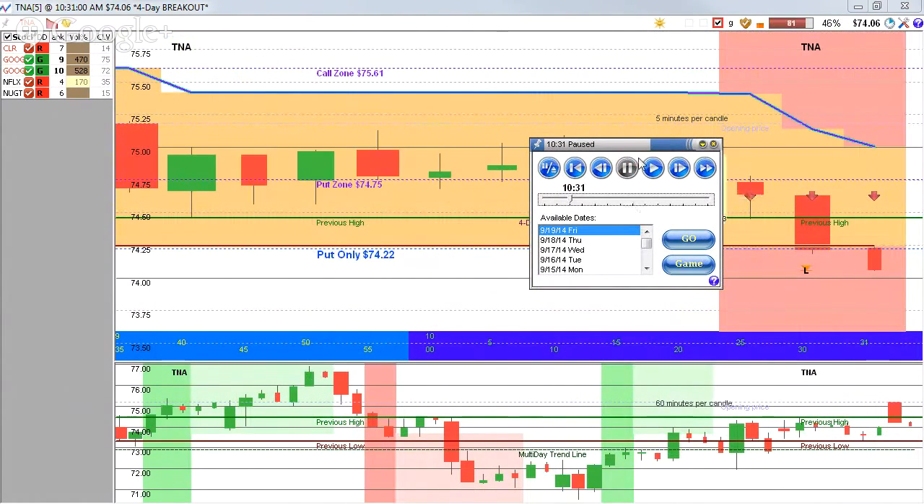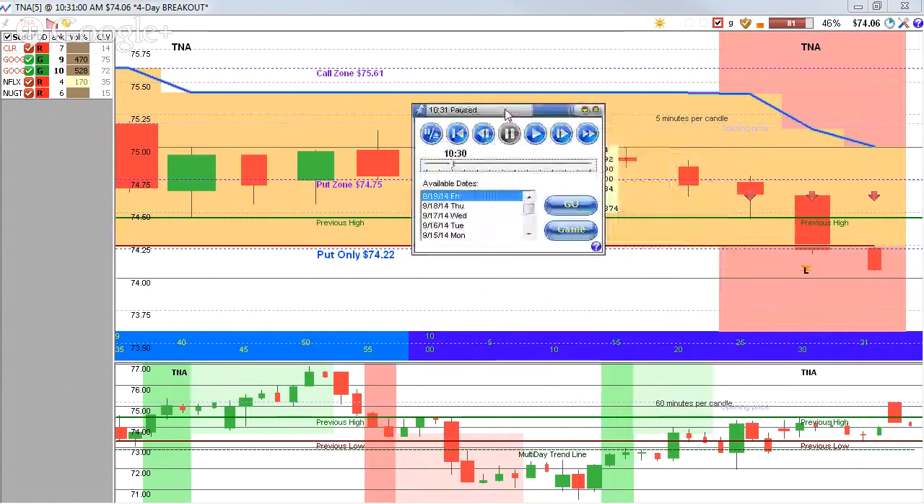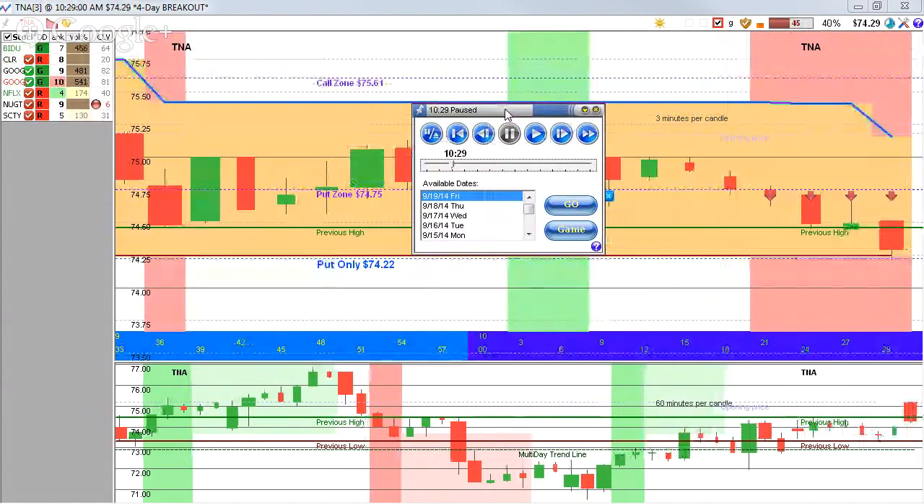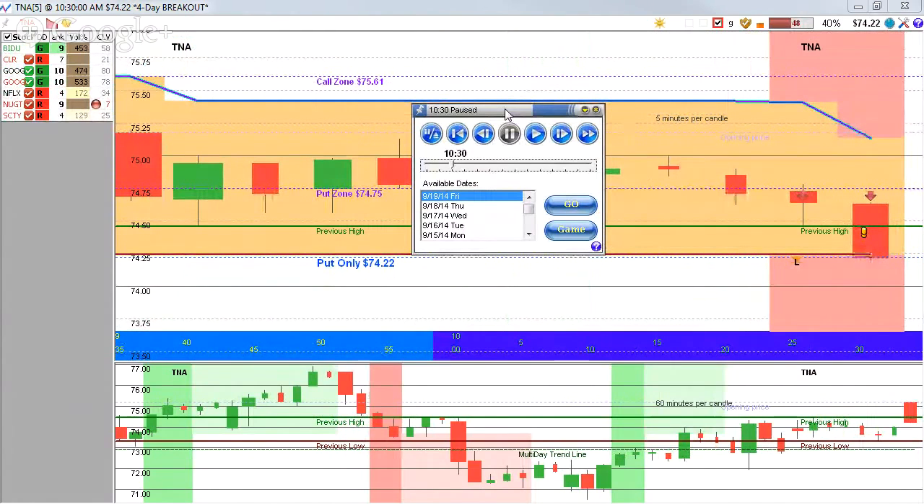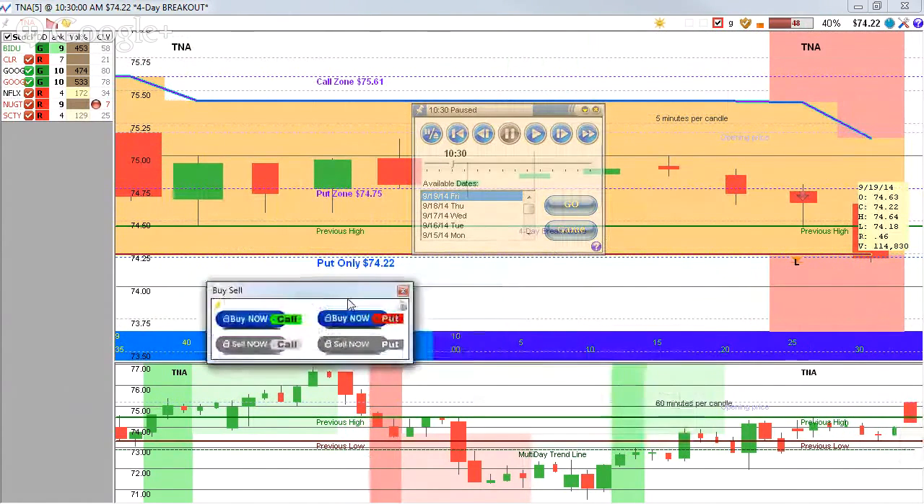Here's where it broke. I'm going to back up because it's the second candle that I want to grab. And I'm going to make sure it's in the 5-minute candles so it looks consistent. So that's the second candle. It just broke it right there, broke the put-only zone. I'm liking it. If we bring back the old buy button, I'll just tell you how you did here.